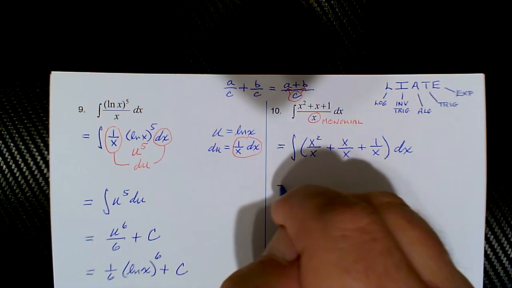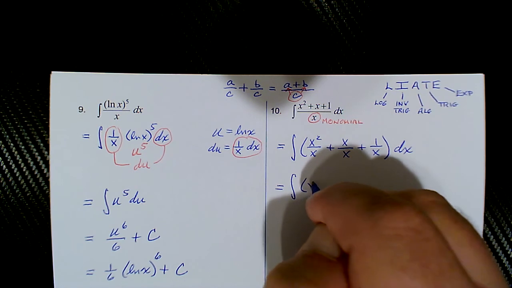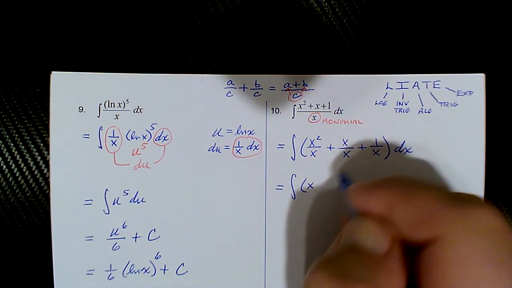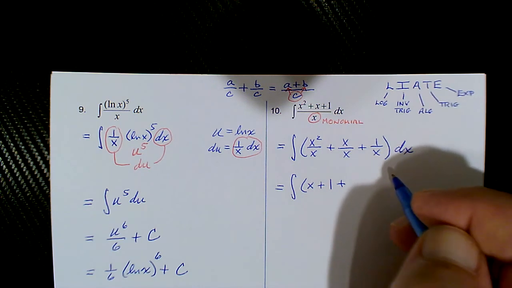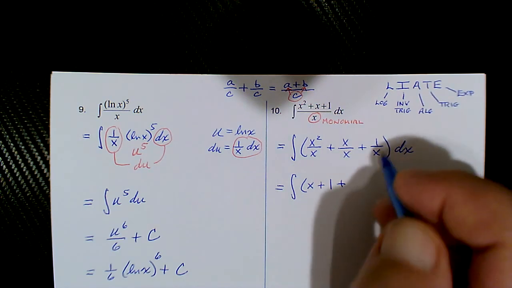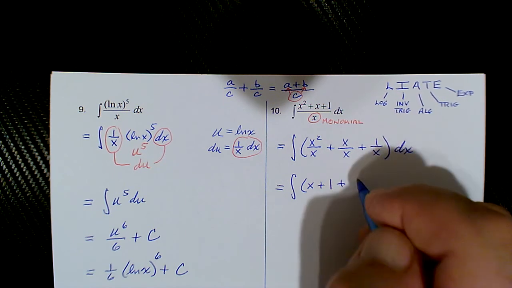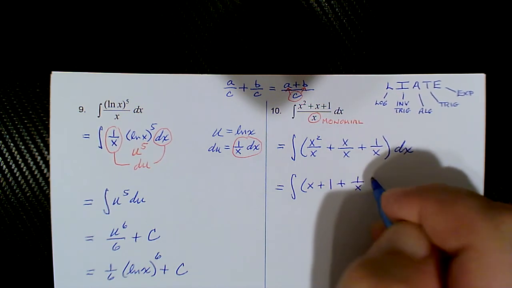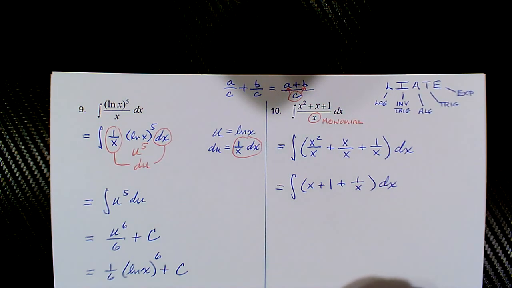Now we'll simplify. This becomes x squared over x is just x. X over x is 1. And to make sure I understand that I'm about to integrate, I'm not going to rewrite 1 over x because that fits the identical form that is integrable and turns into the natural log of x.